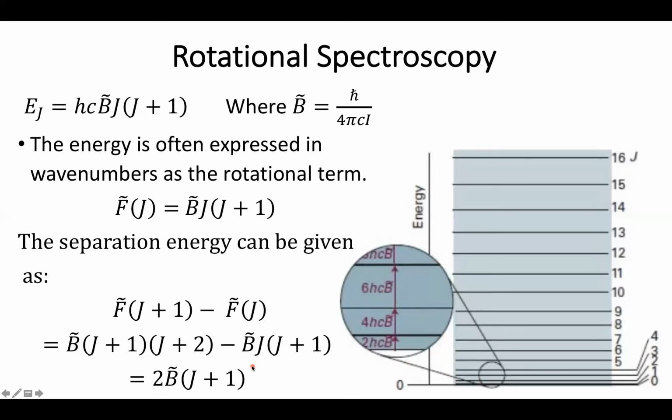Each separation essentially increases by twice the rotational constant, till by the point that you get up to, say, going from 15 to 16, it's now 32 times the rotational constant. So this is going to be a nice, elegant way of getting at our rotational spectra.